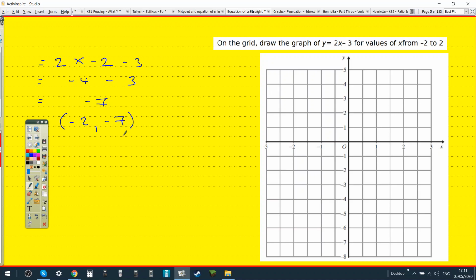And then for the other one, it will be 2 times 2, which is 4, minus 3, which would be 1. And then the coordinates would be 2 and 1. And so how do you draw the graph? For the y, you do minus 7. And so where does the minus 2 go, where's the minus 7? Which is which?